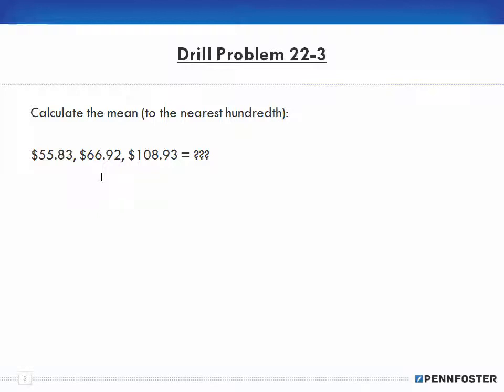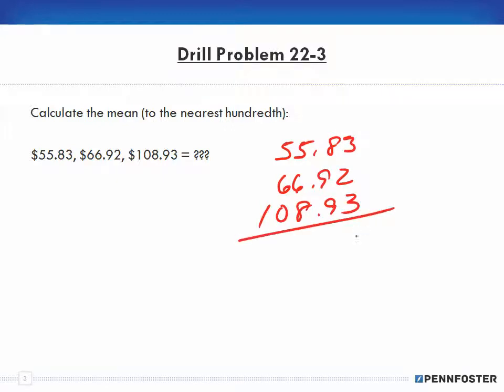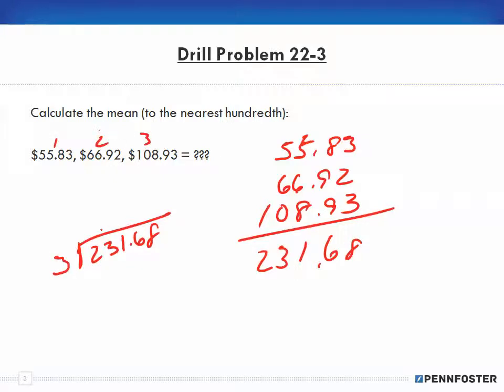Right, next problem, calculate the mean to the nearest hundredth. Again, we're just going to add these up. 55, 83, 66, 92, and 108, 93. So that's 6, 8, 18, 26. That's 21, 13. So we have 2, 31, 68, and we only have 3 pieces of data. 1, 2, 3. So we divide by 3.